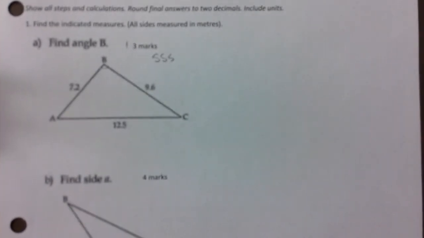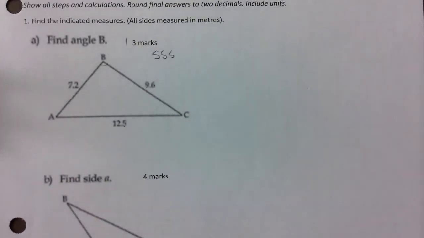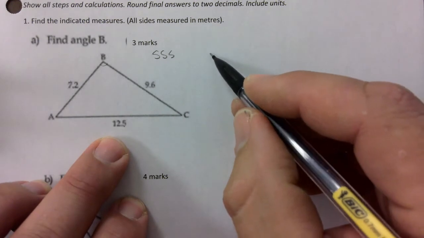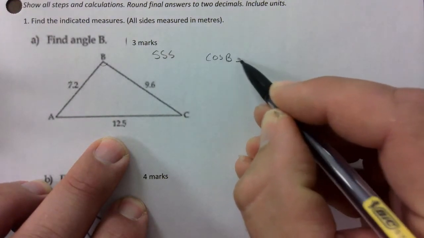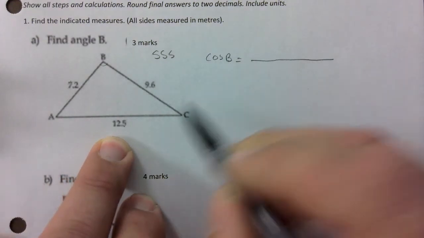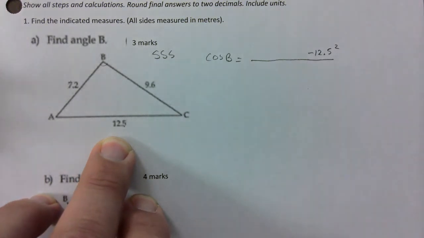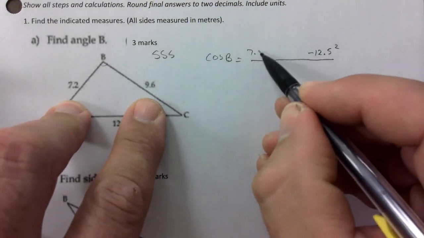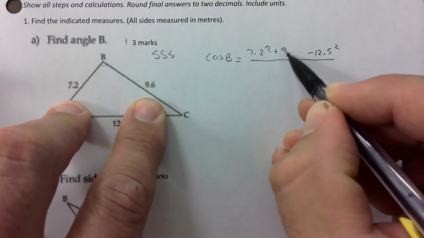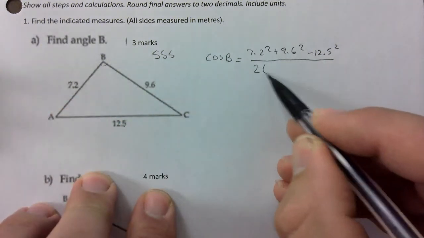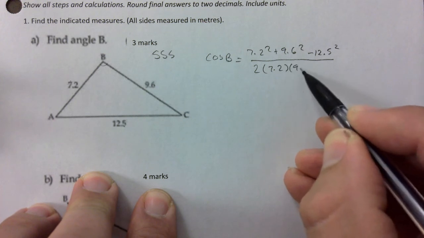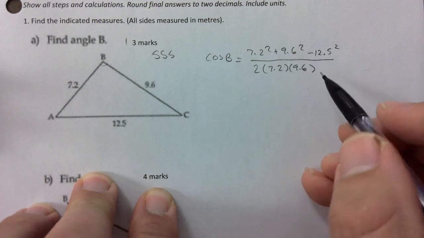Cosine law is the only one that works. There we go. It's a little blurry. So cosine of B is therefore going to happen if I take the 12.5, square it, and then the other two are squared as well and add it. So it's 2 times 7.2 times 9.6.